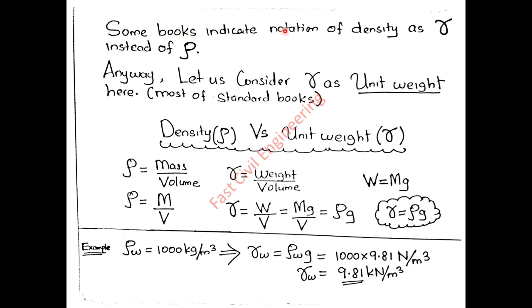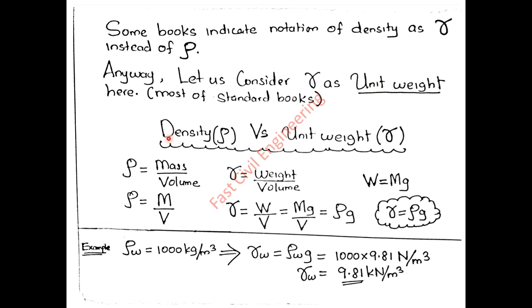Some books indicate the notation of density as gamma instead of rho. That's okay. Anyway, let us consider gamma as unit weight here. According to most of the standard books, we consider gamma as the unit weight and rho as the density. Some books, okay, use gamma also for density, but in our case we consider gamma as unit weight.